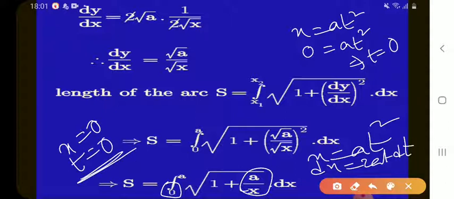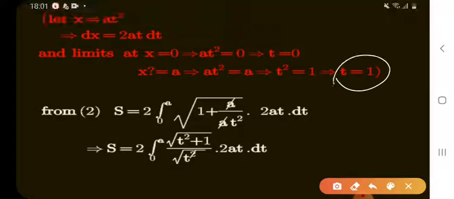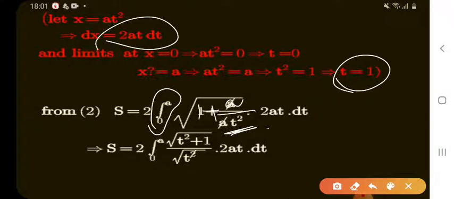Now let x equals a. That implies a equals a t square, that implies t equals plus or minus 1. Here I take the value t equals 1. So what are the limits we have? 0 to a, root of 1 plus a by x, where x means a t square. What is dx here? 2at dt.